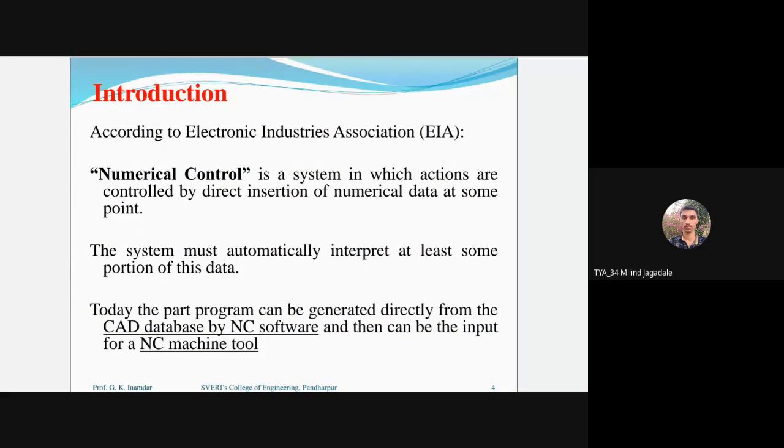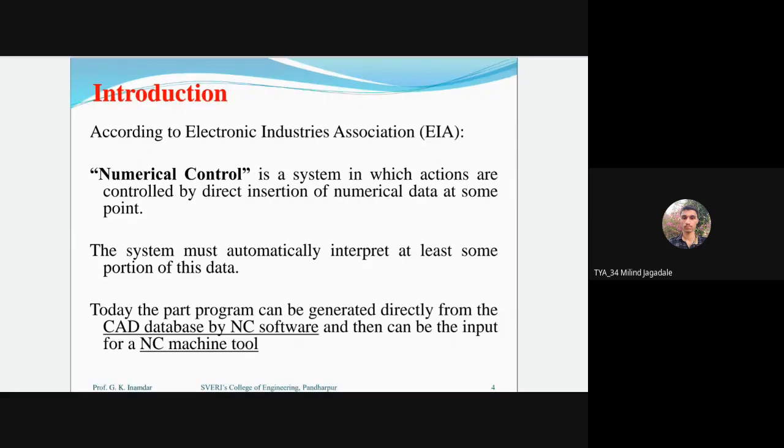Numerical control is nothing but the system in which actions are controlled by the direct insertion of numerical data. Now, why is numerical data required? Because our language is not suitable for a large machine. For that purpose, for conversation between man and machine, this language is very important, and that language is nothing but the numerical control.